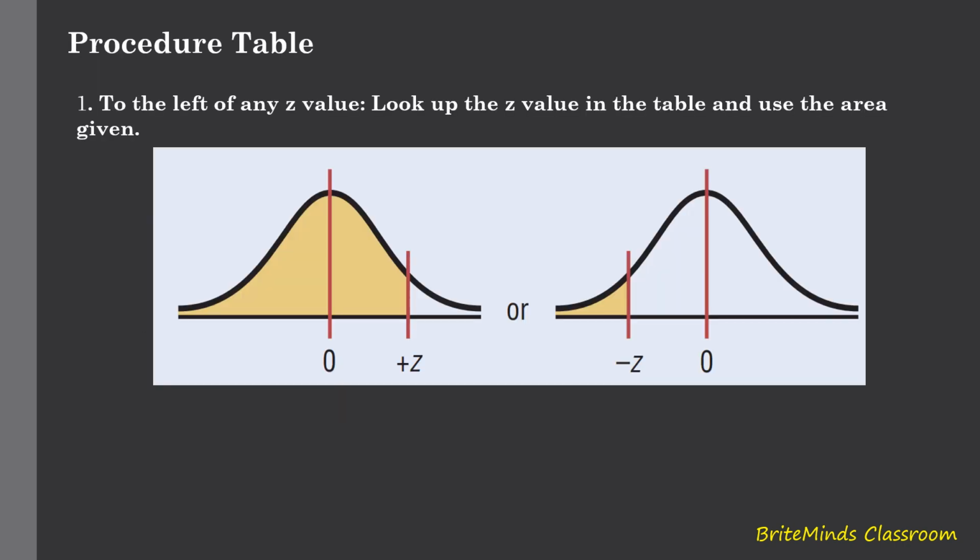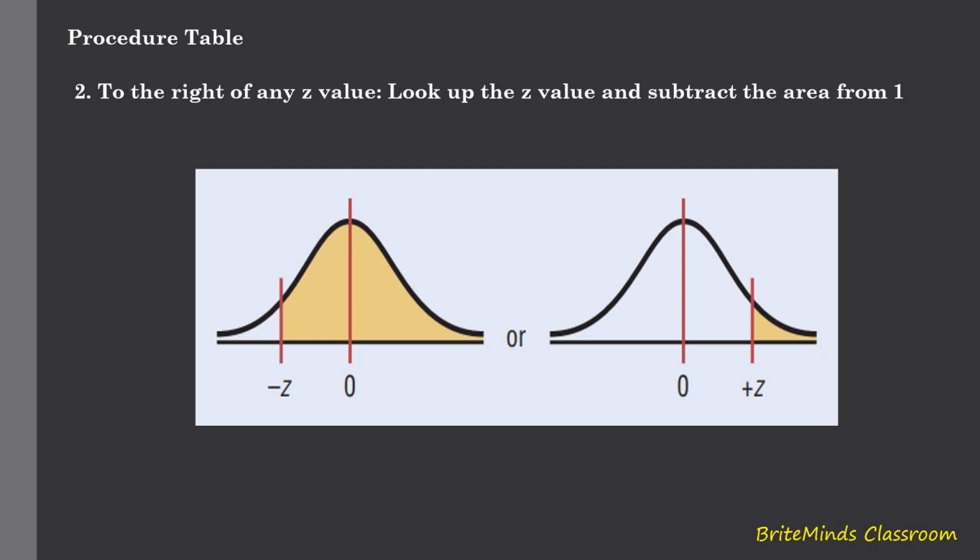Okay, we have here the procedure table. To find the area to the left of any z value, look up the z value in the table and use the area given. So as we can see here, from positive z to the left, we have to look up the z value in the table and use the area given. This is from positive z to the left or from the negative z value to the left.